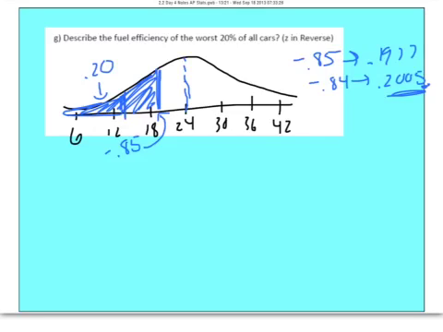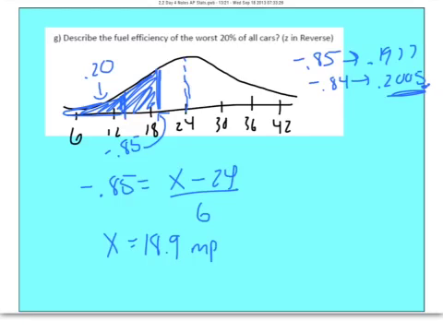Now we're going to have to unstandardize, so we're going to put our z-score equal to our piece of data, minus our mean of 24, over the standard deviation, and then solve it. The answer to this is going to be X is equal to 18.9, and that would be miles per gallon. Which, do a gut test, does it go between 18 and 24? Yes, I am correct. Now let me show you one last thing.